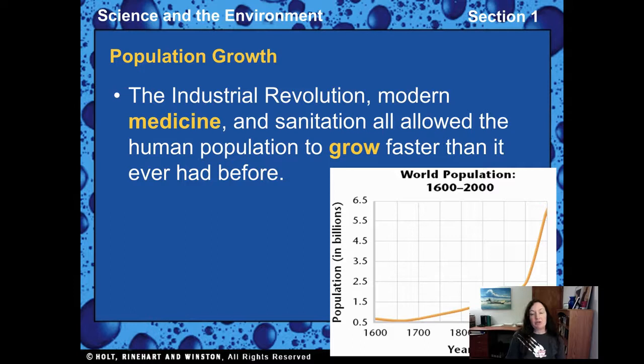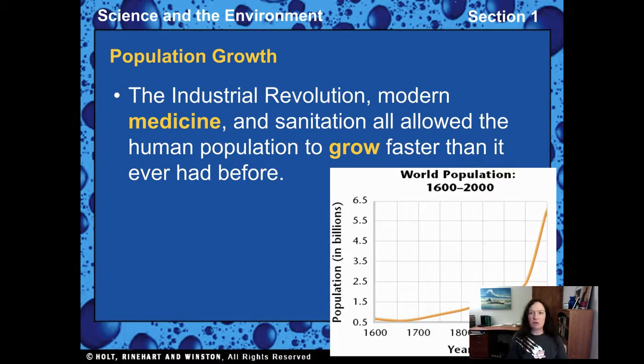Now, population growth is one of the big themes in environmental science, because our Industrial Revolution, modern medicine, and sanitation all created this huge population boom, which is good, success of a species. We like that, that we've been successful, but it also has presented those environmental problems.